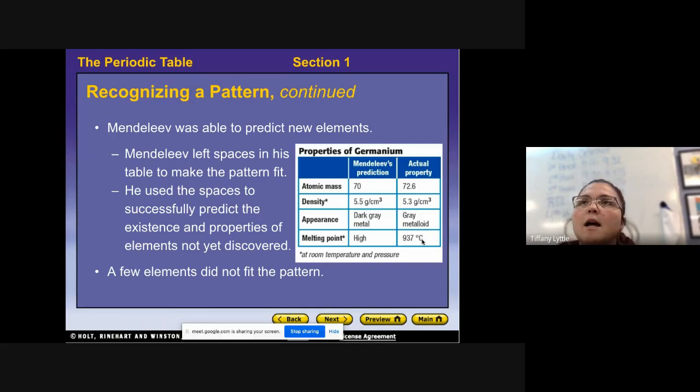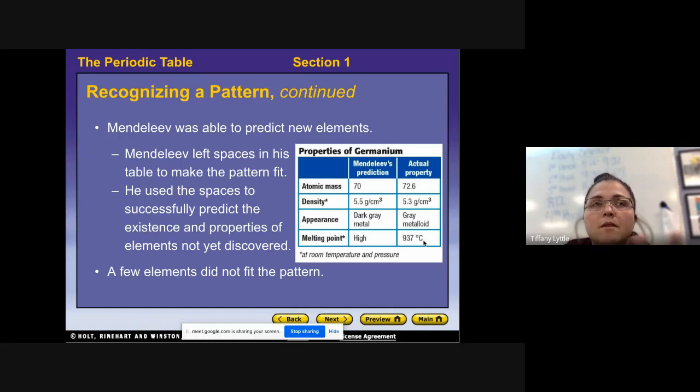And so Mendeleev was so sure of his prediction that when this element was actually discovered, he tried to take credit for it. So even though he wasn't the one that found it in nature, he didn't collect the sample or anything like that, he said, I predicted this element, and so I should get credit for discovering this element.